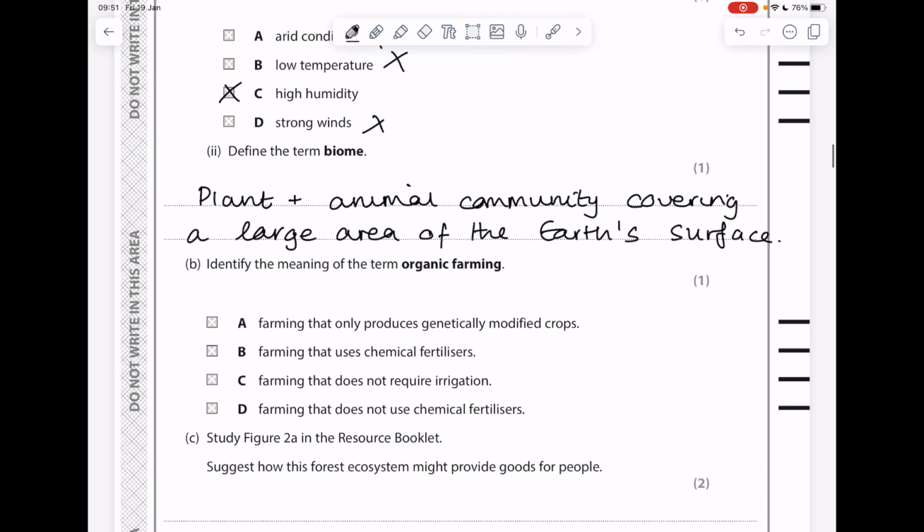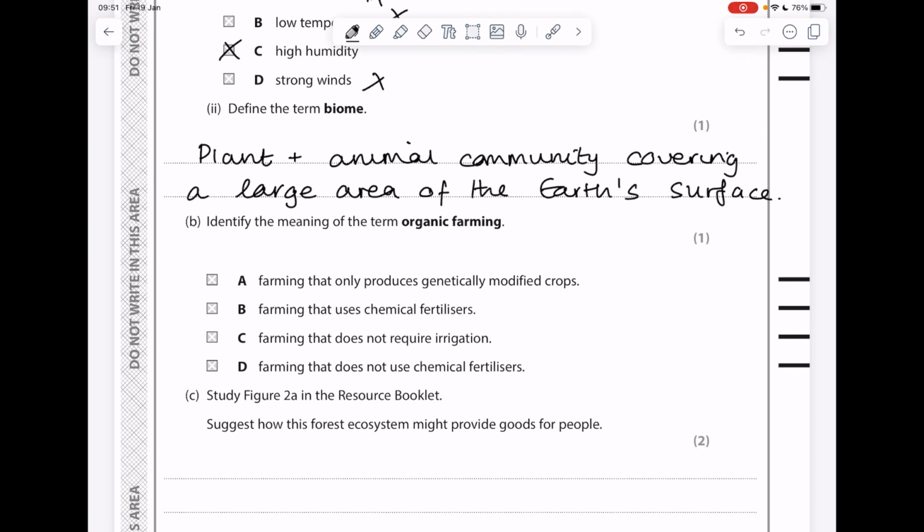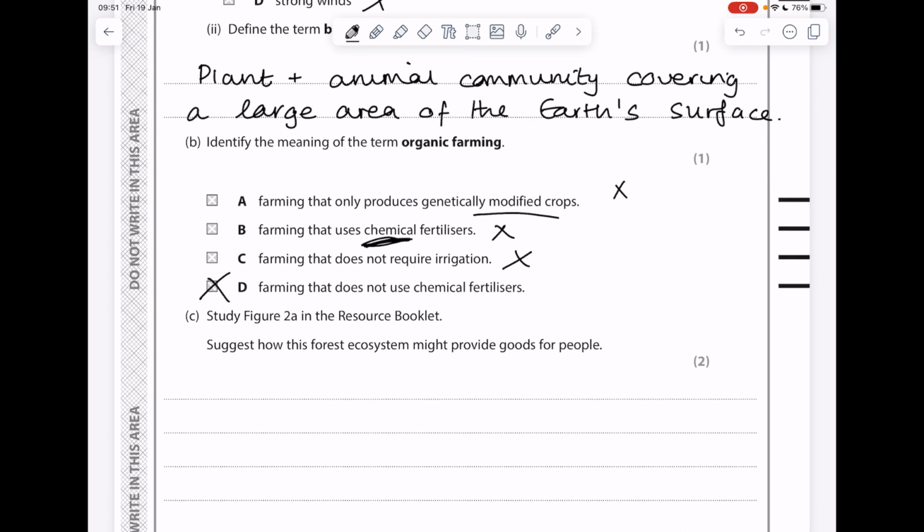Identify the meaning of the term organic farming. Even if you're not sure, do use your common sense here. A farming that only produces genetically modified crops. Do we really think people are going to be paying more for GM crops? No. Farming that uses chemical fertilizers? No. The whole point of organic farming is that it's natural. Farming that does not require irrigation. That's to do with watering. All farming really requires watering, so it's not that. Farming that does not use chemical fertilizers, yes. They'll tend to use more natural fertilizers such as manure.